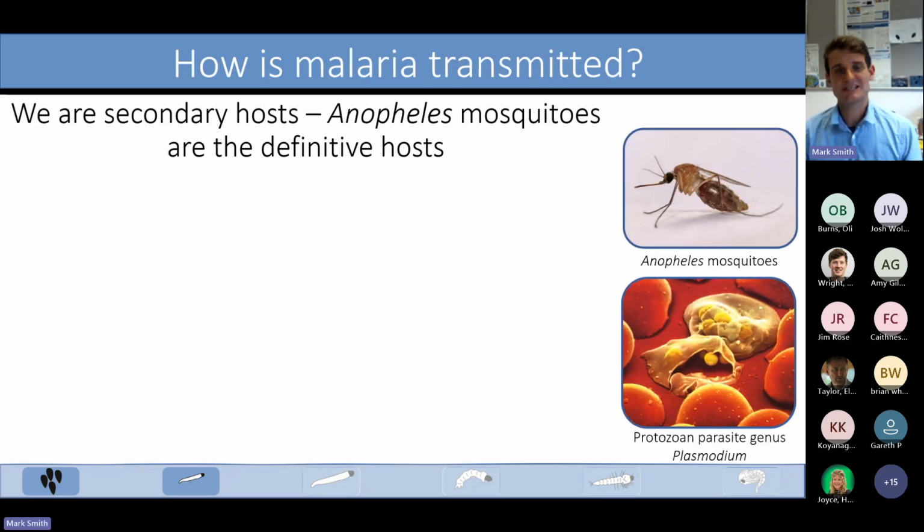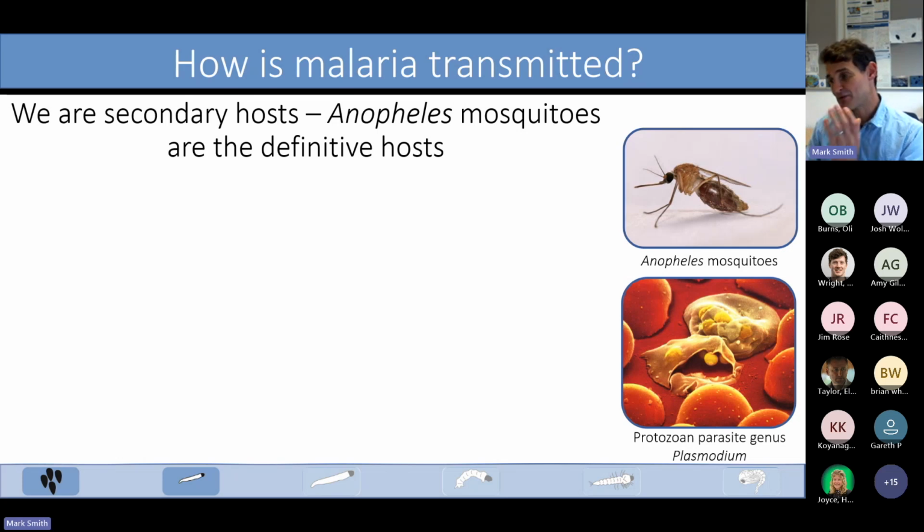So moving on to think about how malaria is transmitted in the first place. We are the secondary hosts. It's Anopheles mosquitoes that are the definitive or primary hosts. And there's a lot of these Anopheles little critters. Okay, there's around 70 plus species of Anopheles mosquitoes capable of transmitting malaria to humans. So that's out of about 500 Anopheles species.